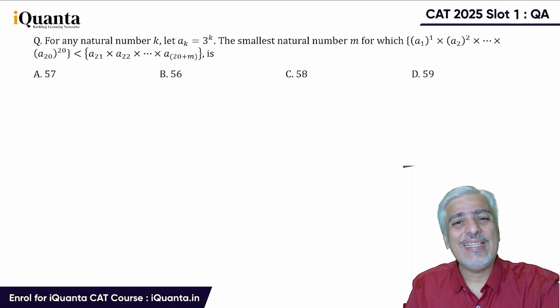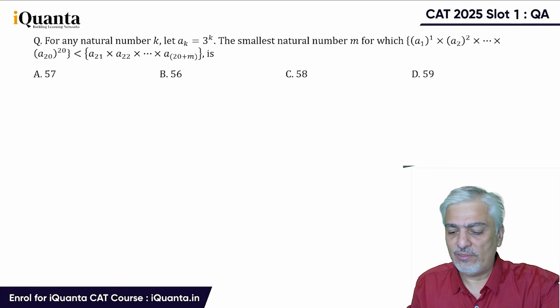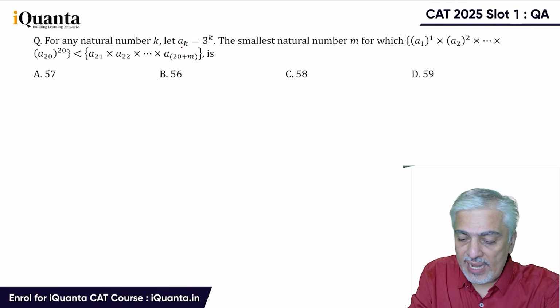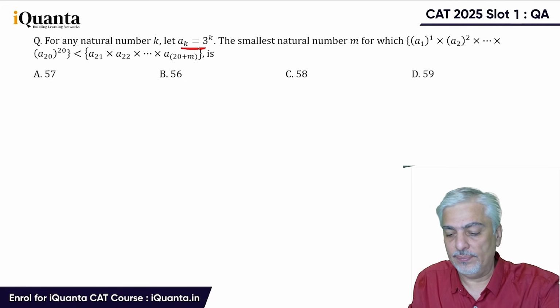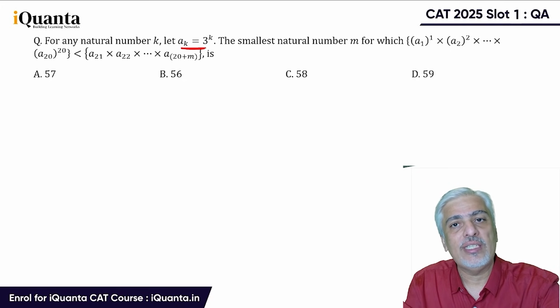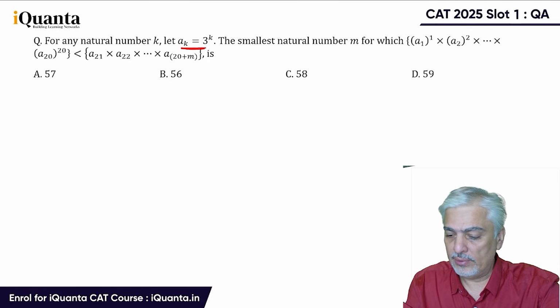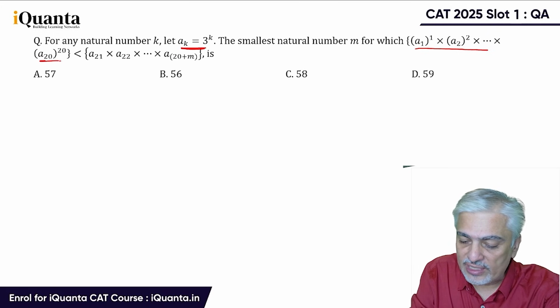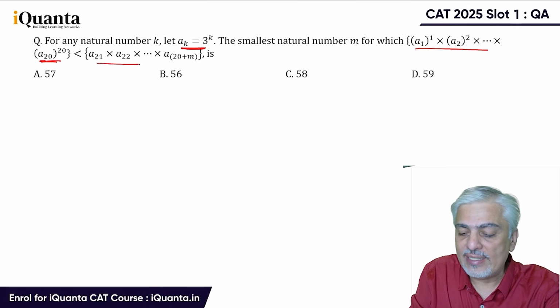The next question is a slightly difficult question, I would say, so let's have a look at it very carefully. For any natural number k, a_k is 3 raised to k. That means if I start the series with k as 1, then the first term will be 3 raised to 1, then 3 raised to 2 and so on. The smallest natural number n for which this part, let's look at the left hand side separately first, should be less than this part.